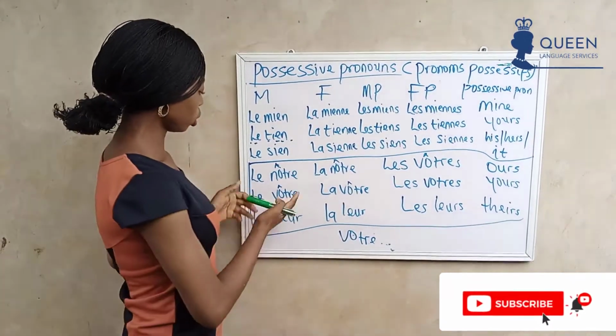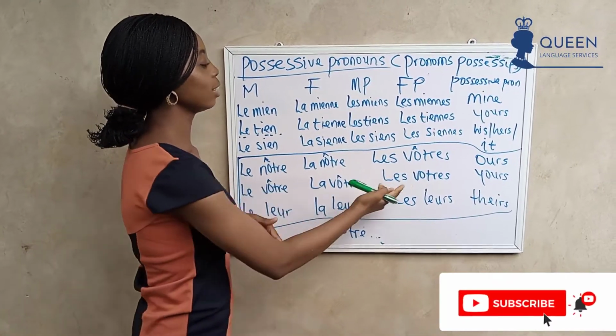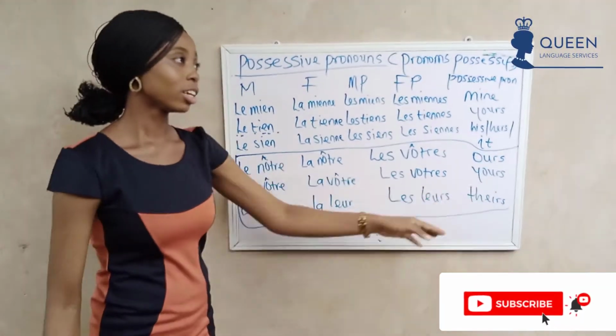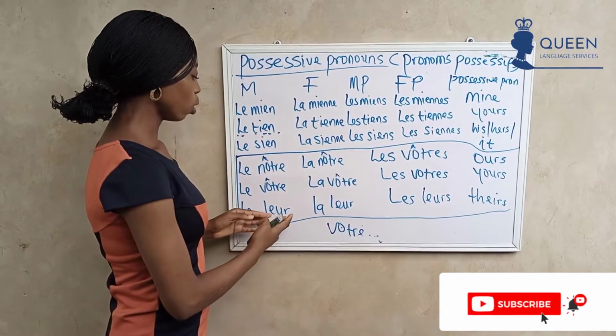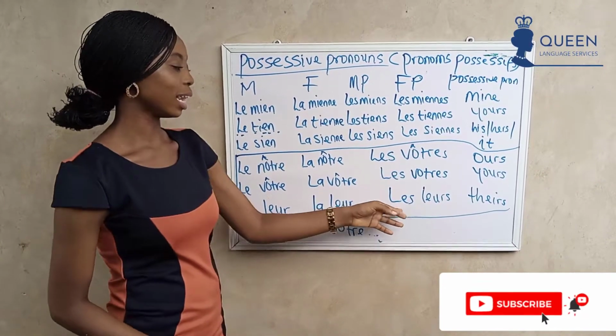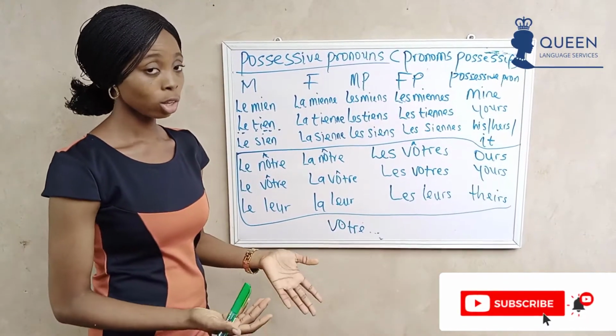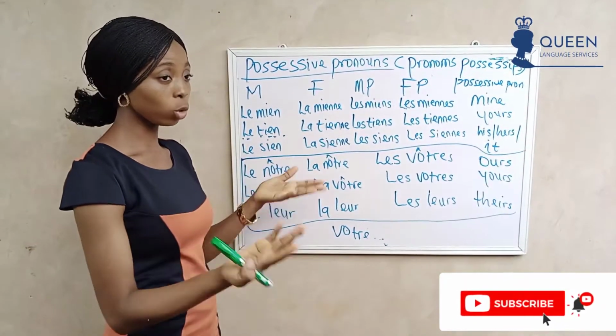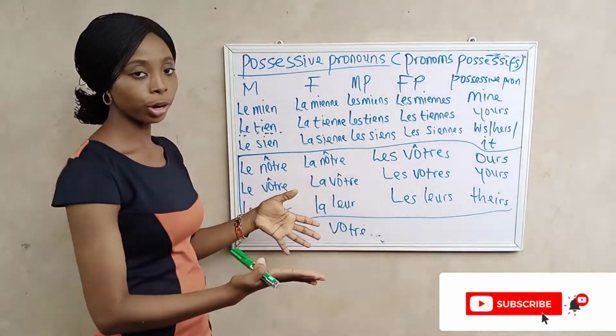Okay, so this is for the masculine le vôtre, la vôtre, and les vôtres. And we have it to be yours. And we have theirs. So we have it as le leur, la leur, les leurs, which means theirs. So let's look at how we can make use of them in words, since we now know our possessive pronouns.